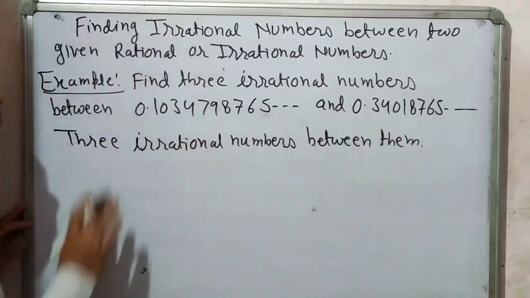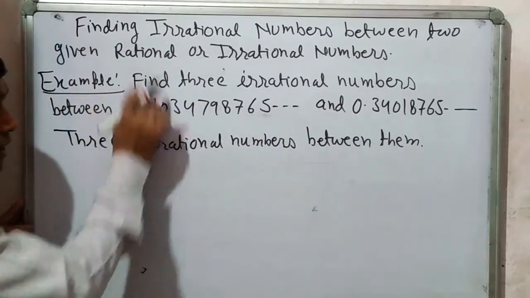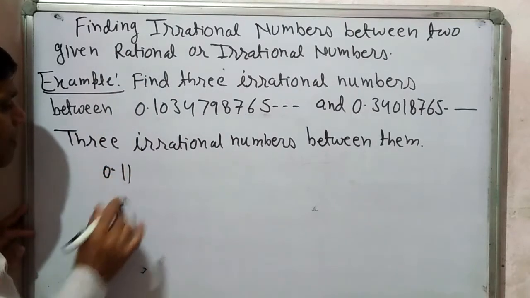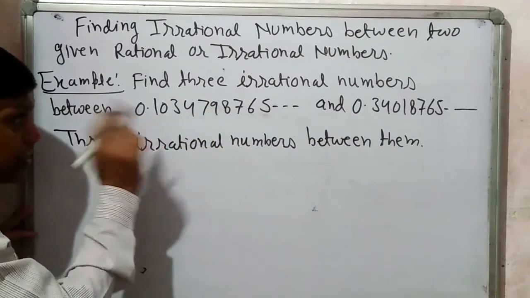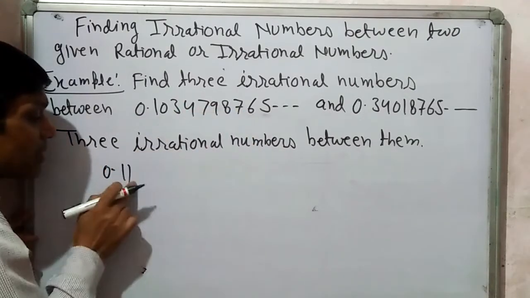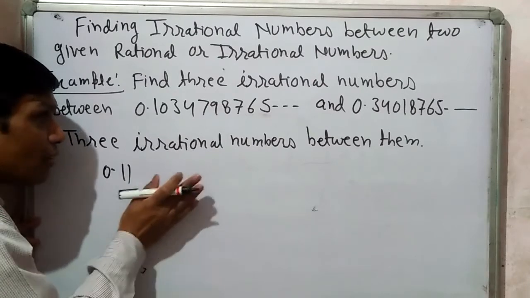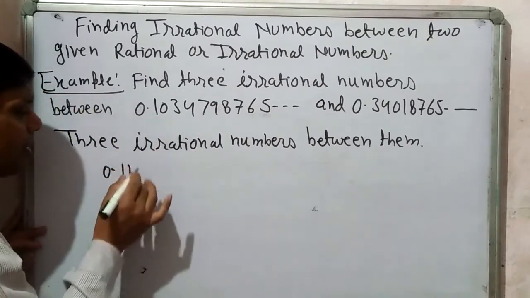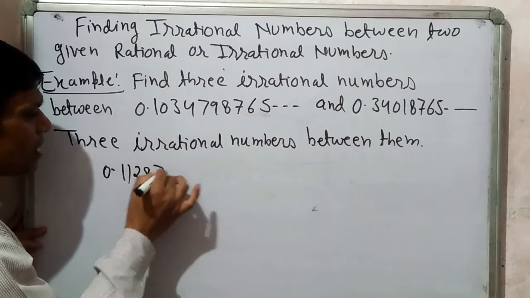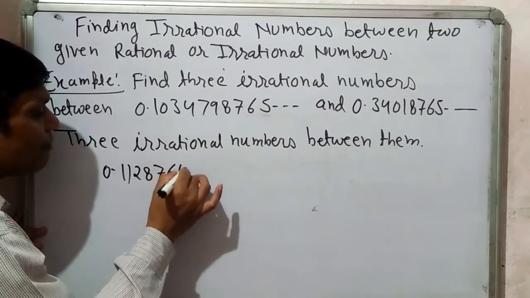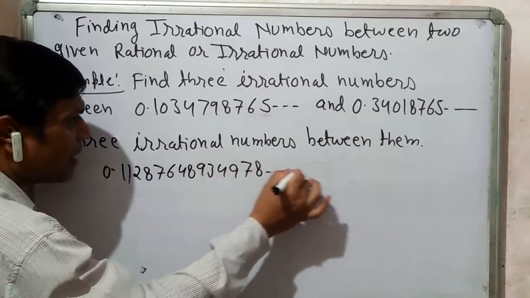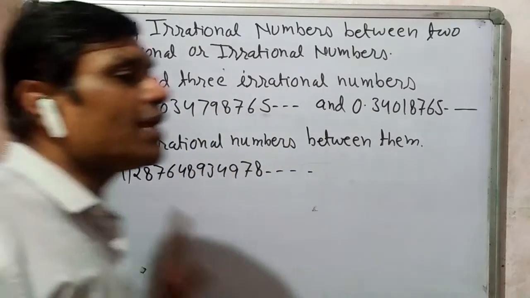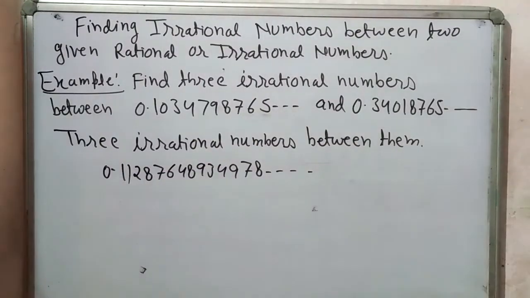What will they be? We can increase this 0.10 by 1, giving 0.11. Is it greater than 0.10? Yes. To make it irrational, we have to write digits over here which are non-terminating, non-repeating. We can write this as 0.11 2876 4893 4978 and so on and so forth. We have to take care that no set of digits is repeated in the same order.